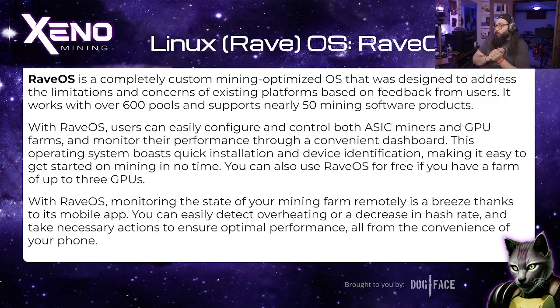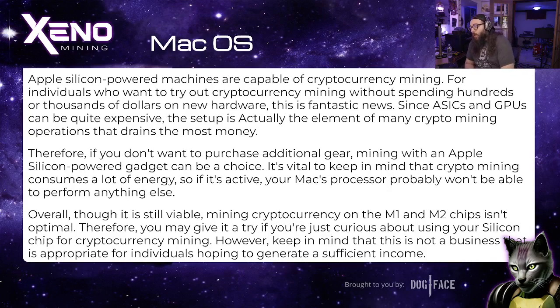So now this operating system boasts quick installation and device identification, making it easy to get started in mining in no time. Also, Rave is free if you have a farm of up to 3 GPUs. With Rave OS, monitoring the state of your mining farm remotely is a breeze thanks to its mobile app, which is dope. You can easily detect overheating and a decrease in hash rate and take necessary actions to ensure optimal performance.